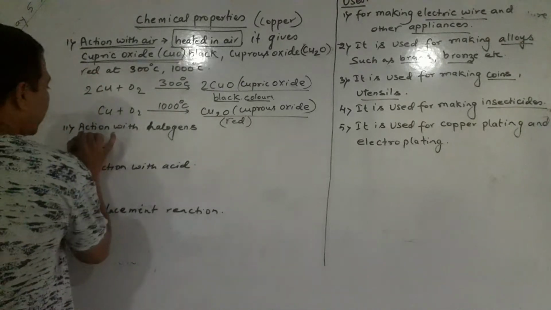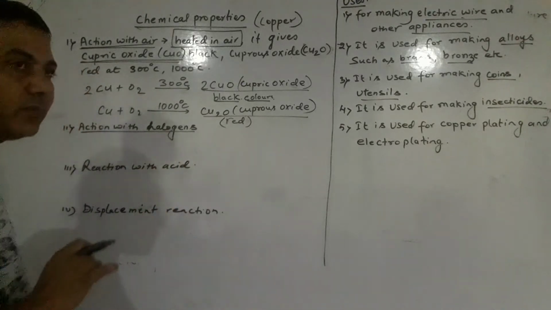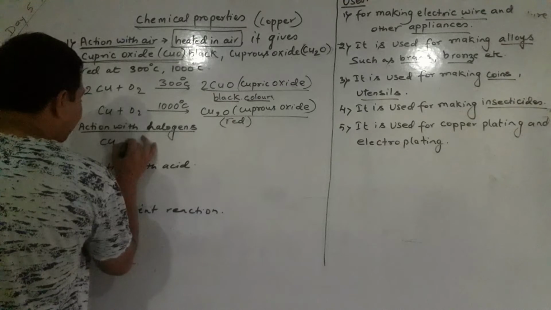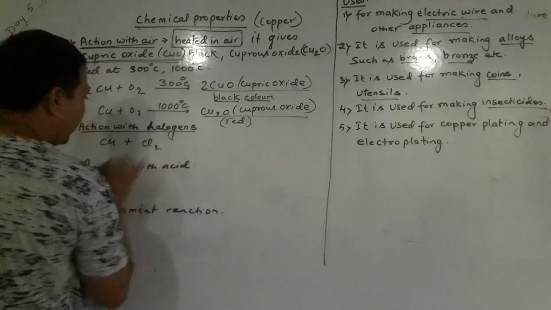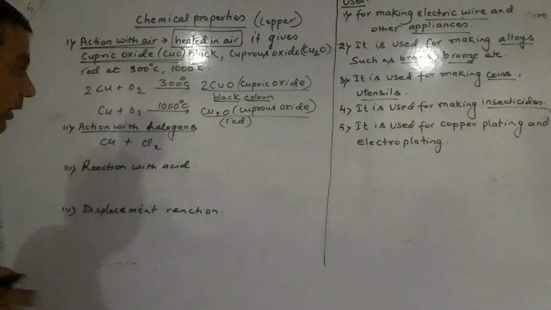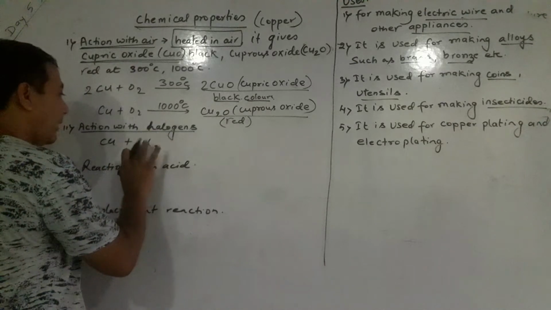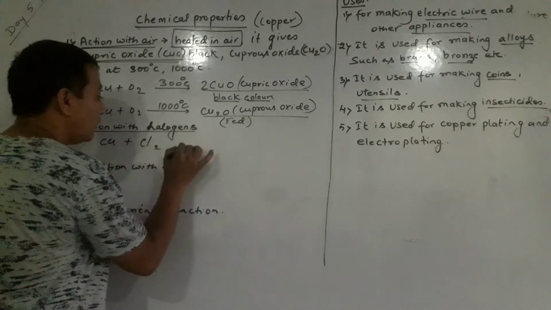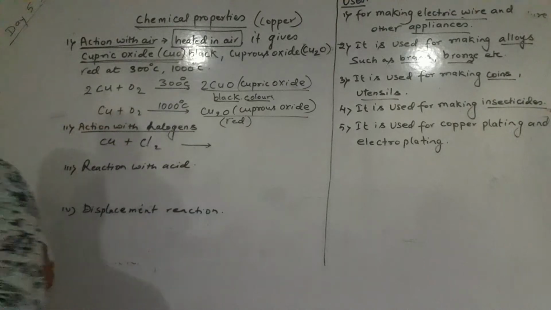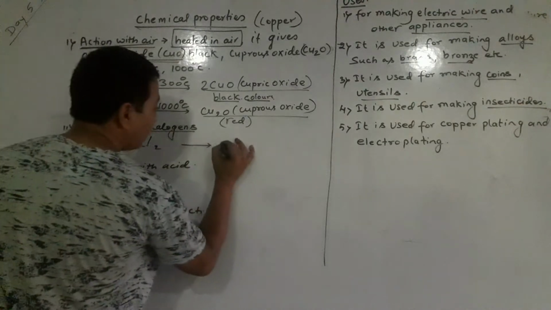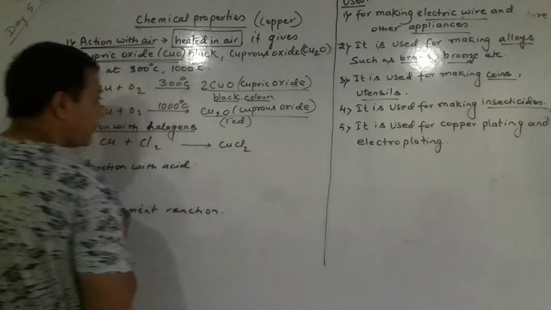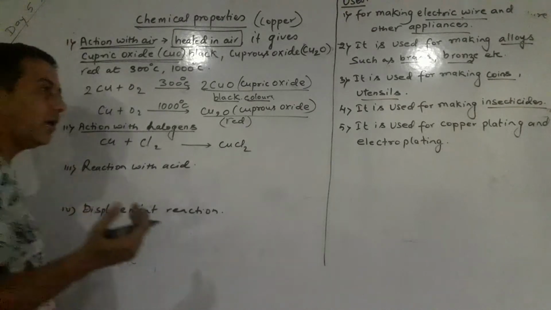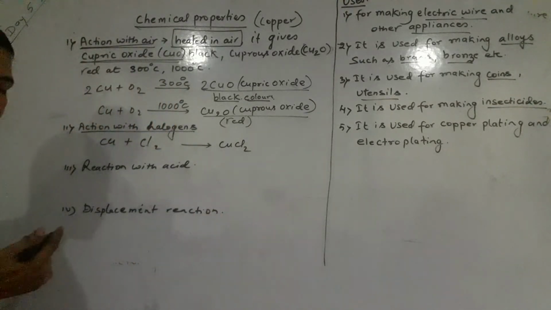Now comes the next reaction, the reaction with halogens. Halogens means group 7 in the periodic table. Let us take chlorine as an example. They are diatomic in nature, therefore it is written as Cl2. When copper reacts with halogens, it will form a metal salt, cupric chloride, CuCl2.